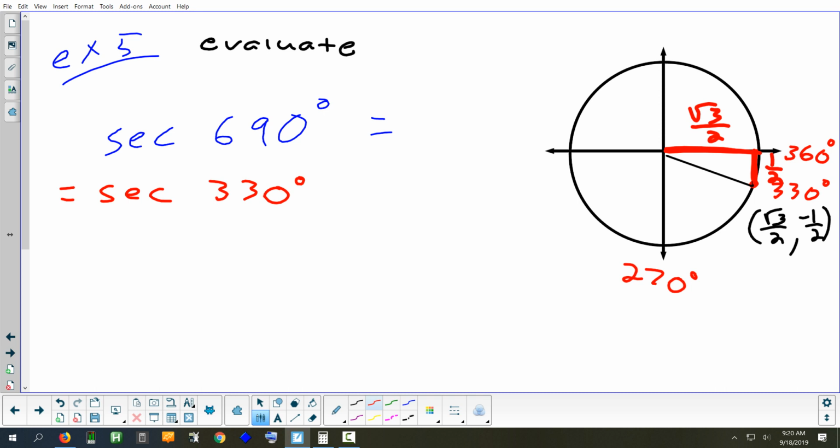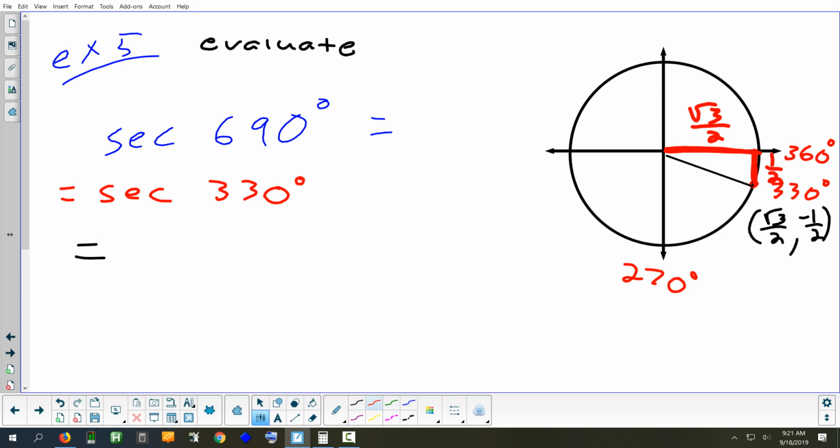Emily, to find secant, how do I do that? Take the x value and flip it, or 1 over x. So what do you get here? What's your first step if you flip that x value? Maybe like 1 over square root of 3 over 2. Okay, go ahead. If you actually do that, what do you get? The square root is in the bottom. The square root's in the bottom, so tell me what would I write down?